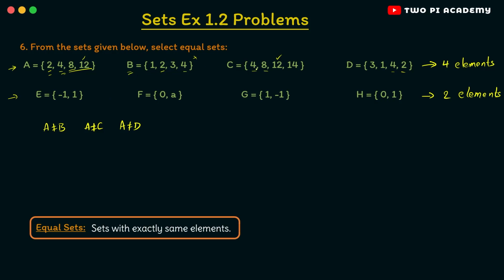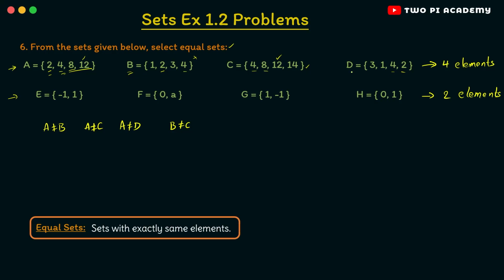Comparing it with set C. So the elements 1, 2, 3 are missing in C, right? So therefore clearly B is also not equal to C. If you want, you don't have to list all these unequal sets because they have just asked you to select the equal sets, but we can just list them for formality, right?